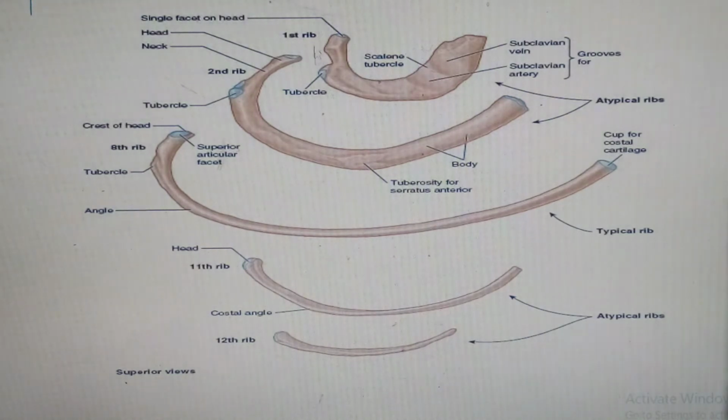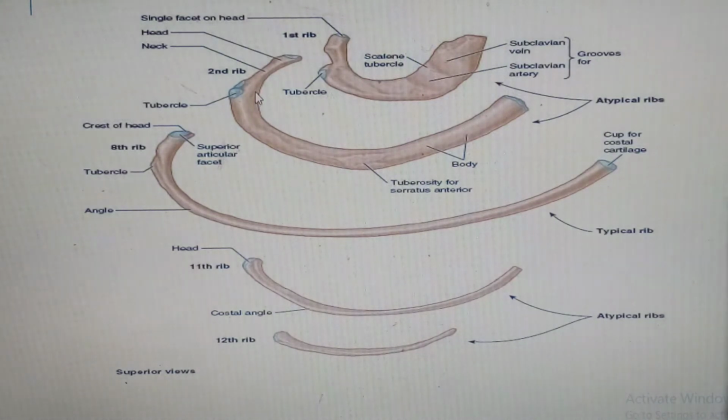Okay, so this is why rib number 1 is atypical. It's quite stout, it's quite broad, it's sharply angled, and it has only a single facet on its head. Apart from that, it has two grooves on its superior aspect: the groove for the subclavian vein more anteriorly, and posteriorly the groove for the subclavian artery. In between them will be a tubercle for scalenus anterior muscle. So that is why rib number 1 is atypical.